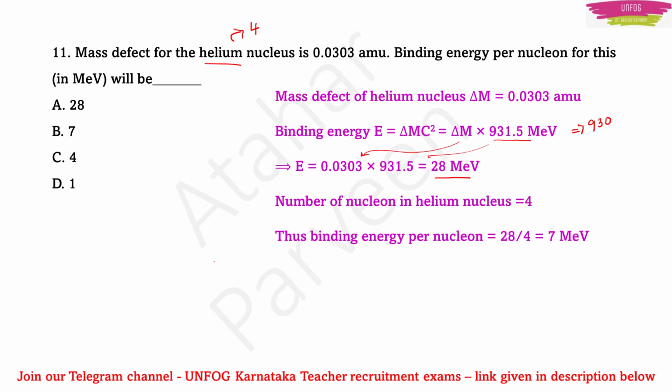Okay. So you need to calculate things here. Actually 0.0303 into 930 also you can do. You will get the correct answer only. It will be 7 MeV. Okay.